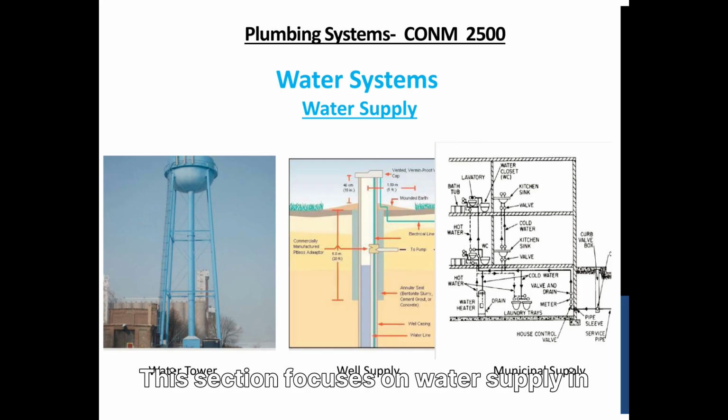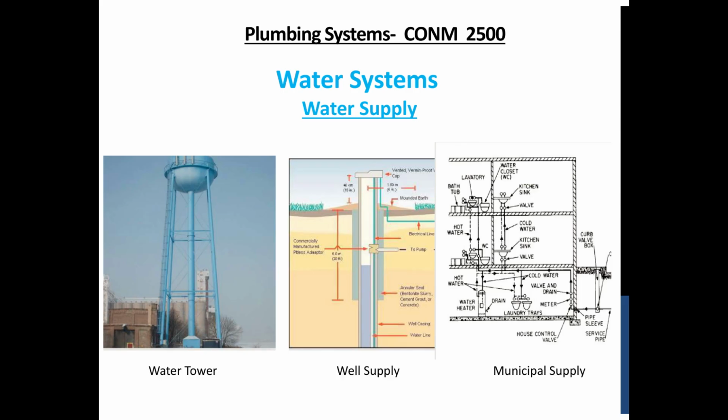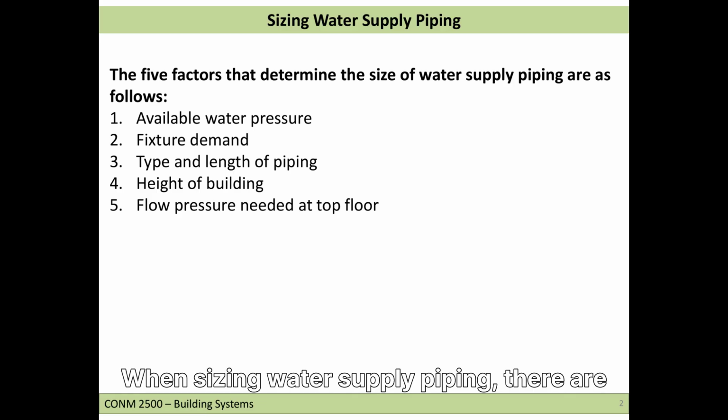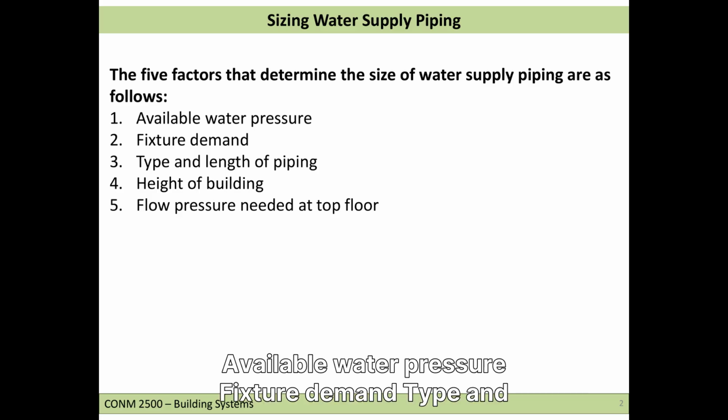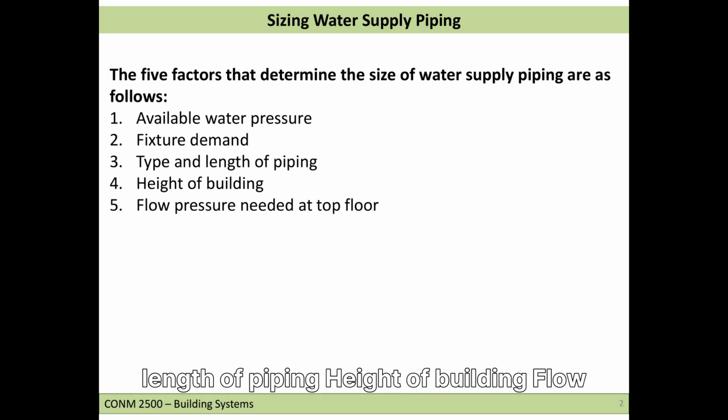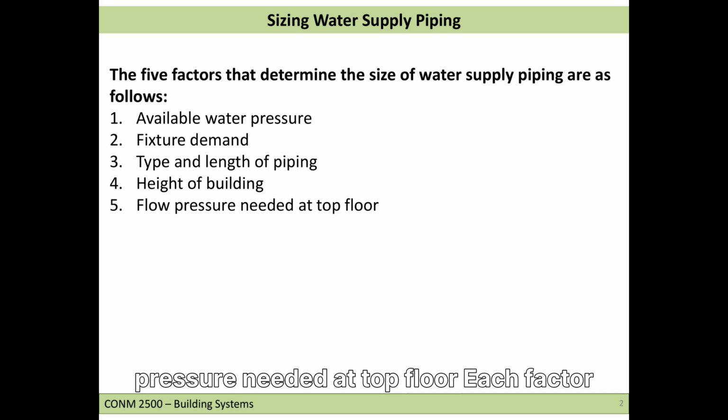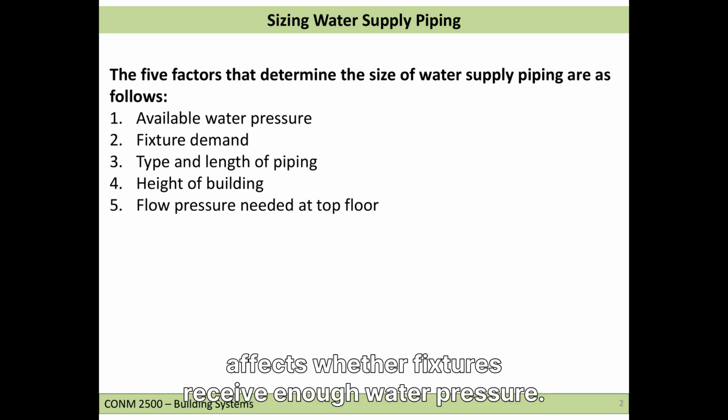This section focuses on water supply in buildings. Water for a building can come from three main sources: a water tower, a well supply, or a municipal water supply. When sizing water supply piping, there are 5 factors that determine the required pipe size: available water pressure, fixture demand, type and length of piping, height of building, flow pressure needed at top floor. Each factor affects whether fixtures receive enough water pressure.